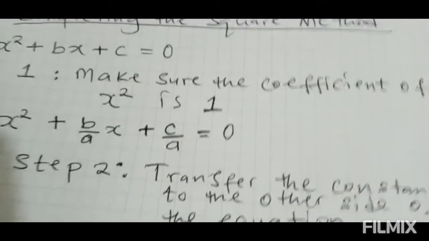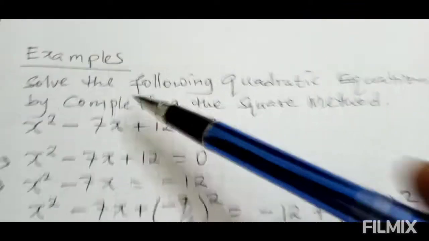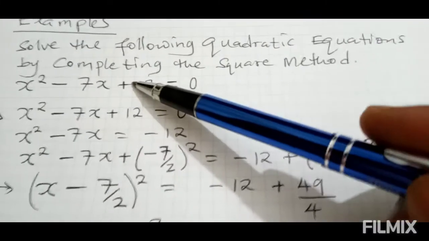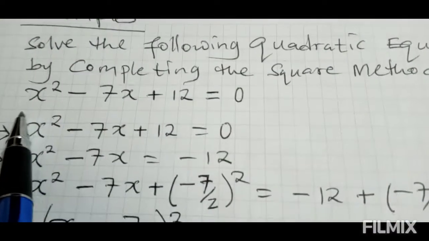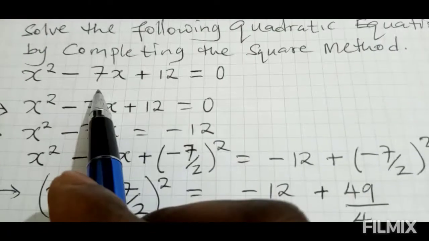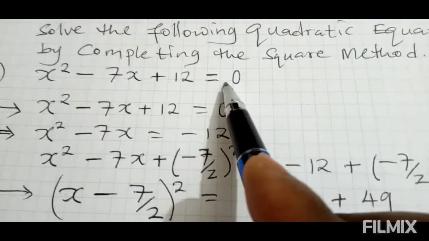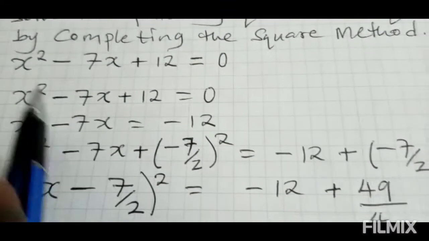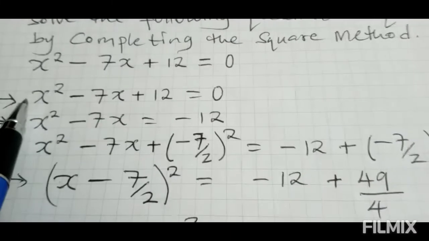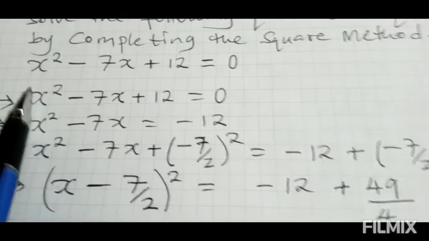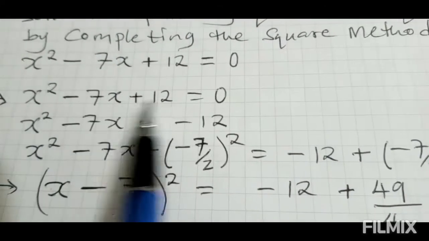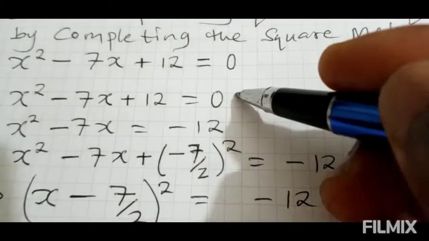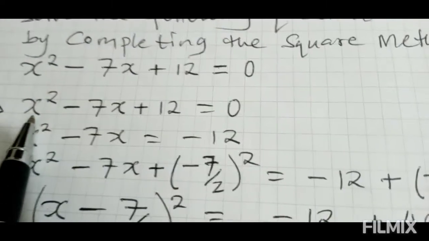So now let's go through the examples. We have the first example. Solve the following quadratic equations by completing the square method. x squared minus 7x plus 12 is equal to 0. So step 1, we check for the coefficient of x squared. What's the coefficient? It is 1. There is no other number apart from 1. So the coefficient of x squared is already 1, and we have made sure of that.